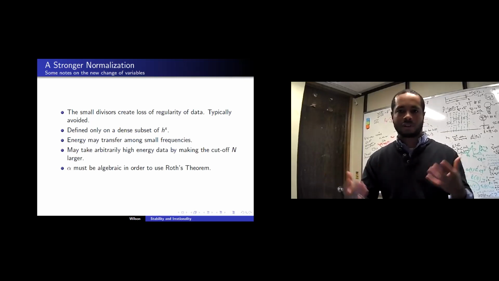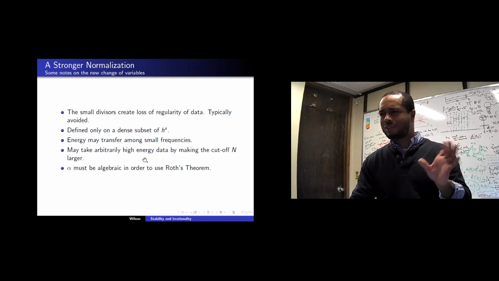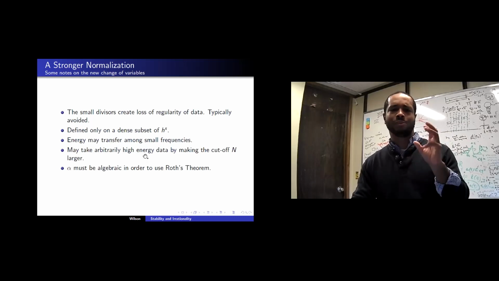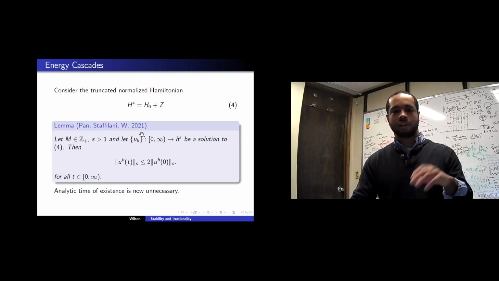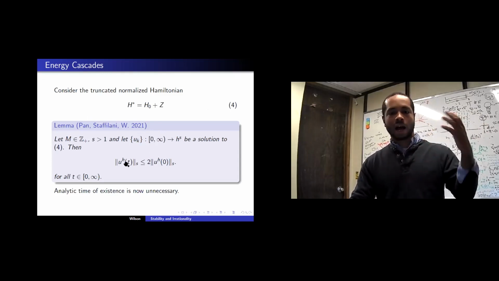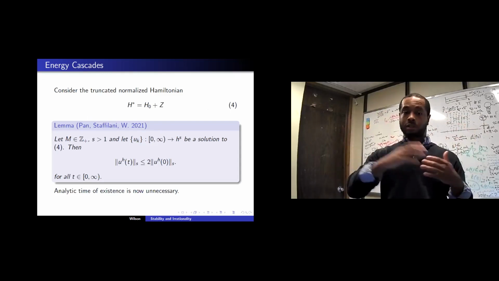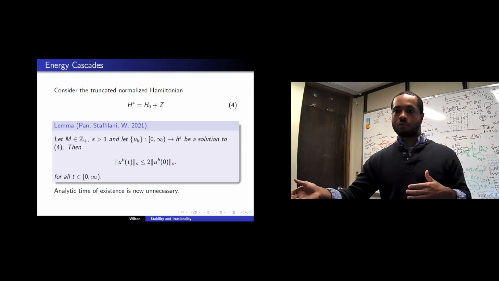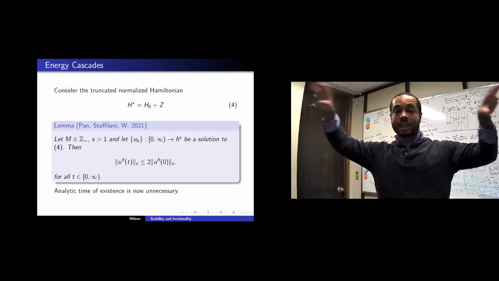Because we're assuming that we are on a smaller regularity subset, or a dense subset of HS, we can take arbitrarily high HS norm data. And then we do have to do one more technical thing, and that is we must assume our rational vector is actually algebraic. But we use Roth's theorem. And then what we can show is that for the new truncated equation with the new normalization, your high modes stay very small, okay? In particular, if you start off with 0, then you'll stay 0 forever. That is the HS norm of the higher cutoff, or the tails, let's say.